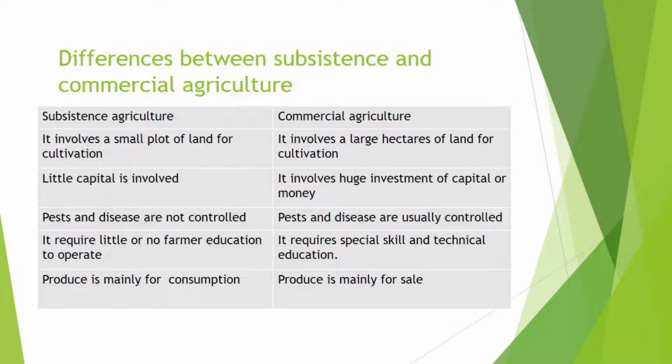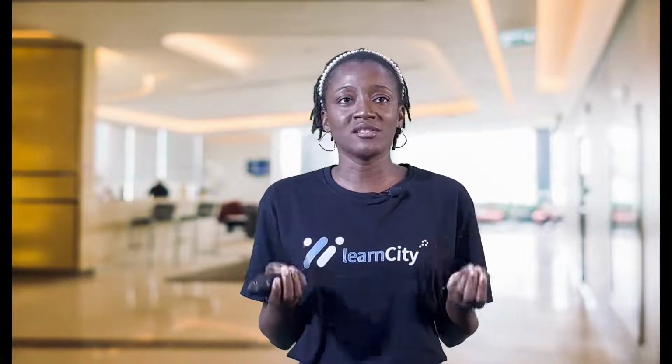If you are doing something for many people, you know how big you have to cultivate to be able to acquire your desired amount. You have to cultivate in a large amount. For subsistence agriculture, a little capital is involved, while commercial agriculture involves a huge investment of capital or money. What they are doing in subsistence is just for the farmer's use and his family, so they just need little amounts. Maybe just money to buy their crude tools and money for their seeds, since they'll be the one to work on it.